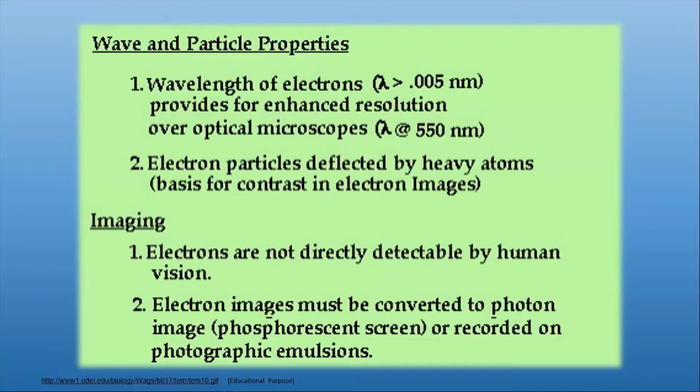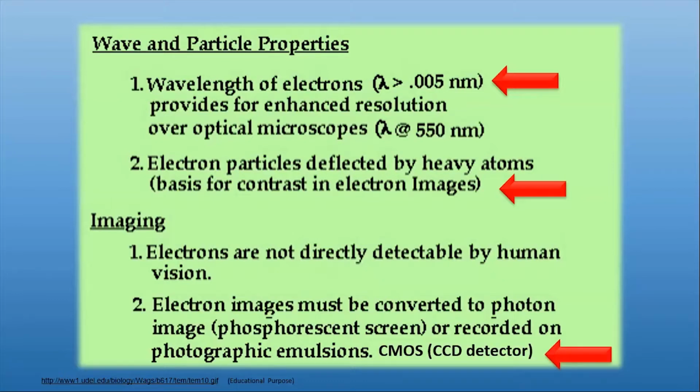Electrons have a wavelength that is 10 to the 5th smaller than that of light, which offers an enhanced resolution. When electrons strike atoms in an image, they show up as dark spots, and electrons that make it through would be the bright spots. While electrons cannot be detected by the human eye, they must be captured on a phosphor screen or recorded on a CMOS or CCD detector.